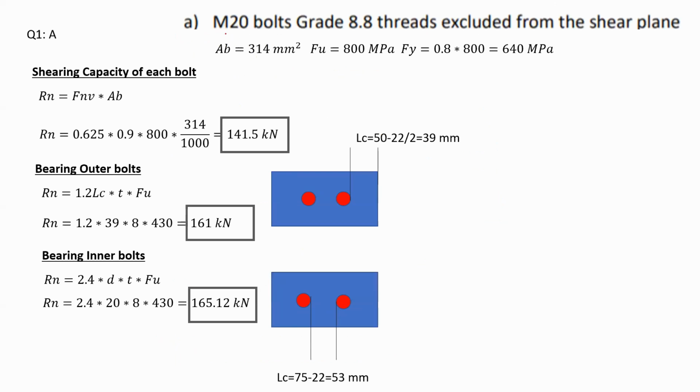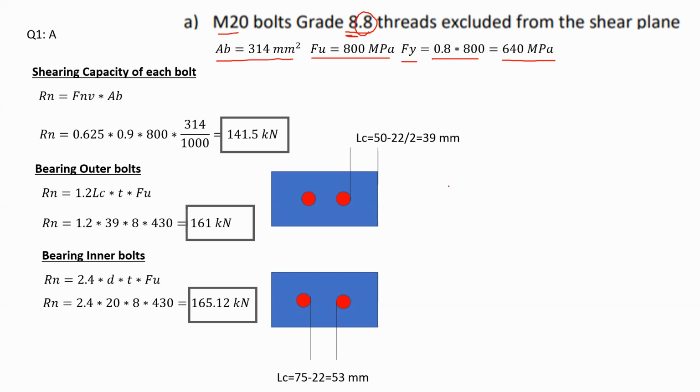considering that we have size M20, we can calculate the area of each bolt. The area would be pi r squared. In this case, it would be pi multiplied by 10 to the power of 2, and that will give us 314. The F ultimate is basically 800 megapascal because the grade is 8.8. So we are taking the first value, 8 multiplied by 100, 800 megapascal. And the Fy for the bolt is the second value here. We multiply it by 800, and that's how we get Fy, and it is equal to 640 megapascal.